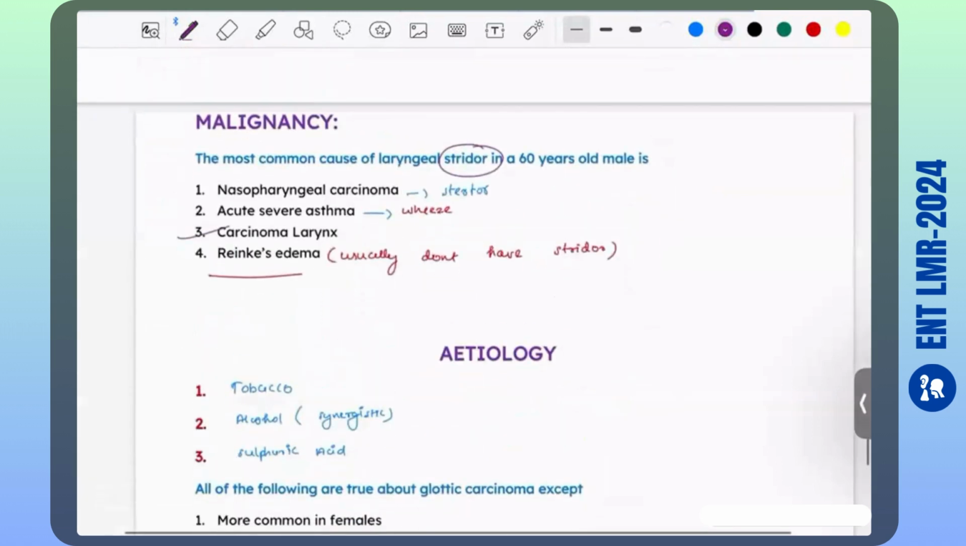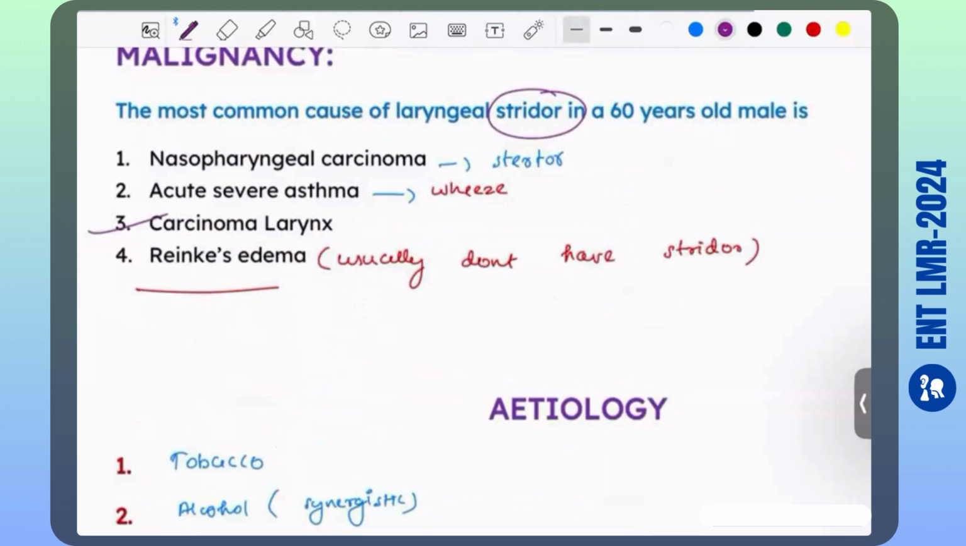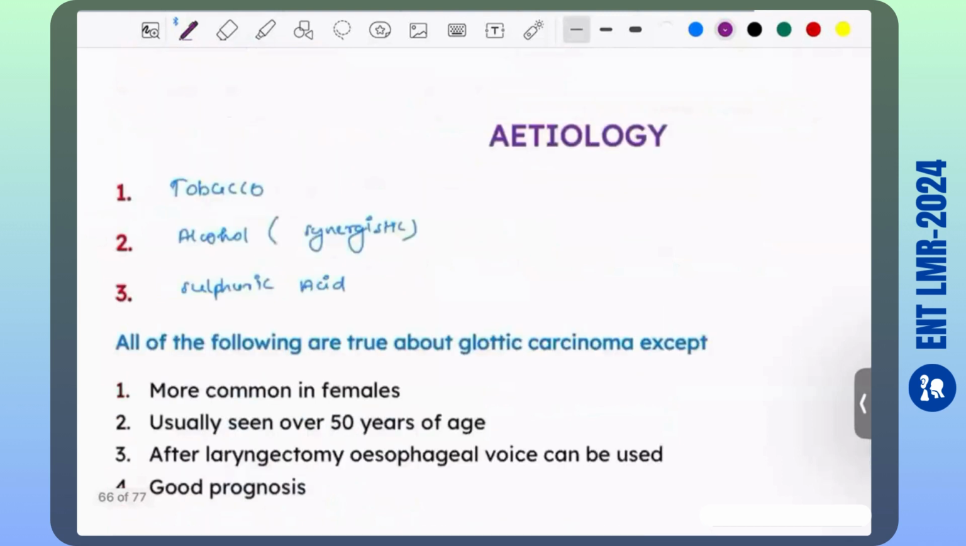The last part of the larynx is malignancy. For the most common cause of laryngeal stridor in a 60-year-old male, note that a nasopharyngeal carcinoma will not cause stridor, it will cause stertor. Acute severe asthma will not cause stridor, it will cause wheeze, noisy lung sounds. Angioedema doesn't have stridor. The answer is carcinoma larynx, but this is how to approach the question. Only a larynx lesion will have stridor. Inspiratory stridor is supraglottis, expiratory stridor is subglottis, and glottis gives both inspiratory and expiratory stridor.